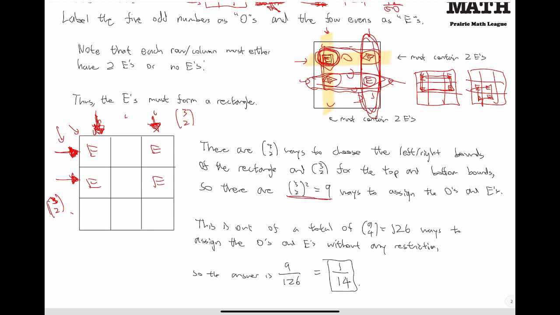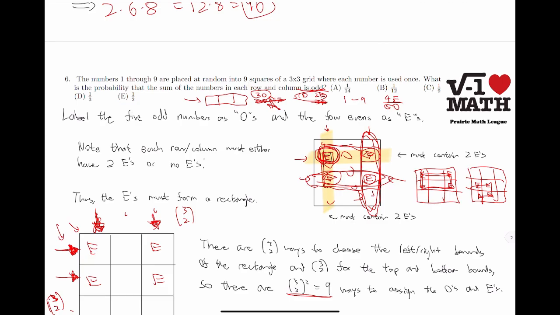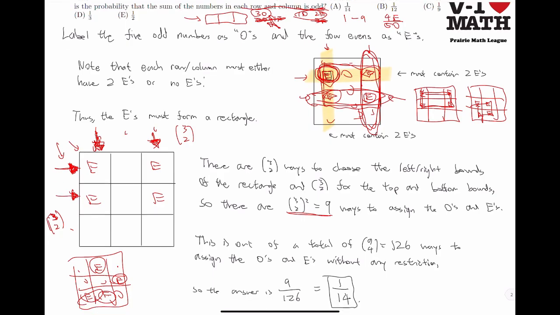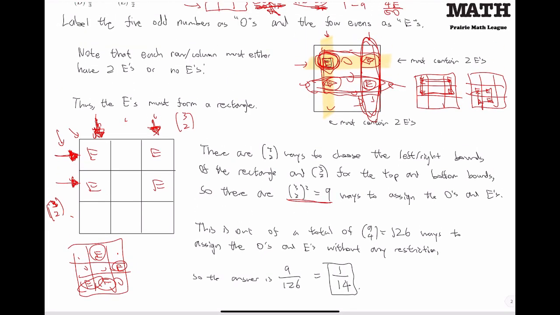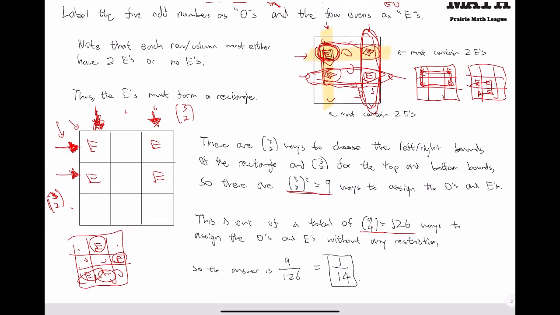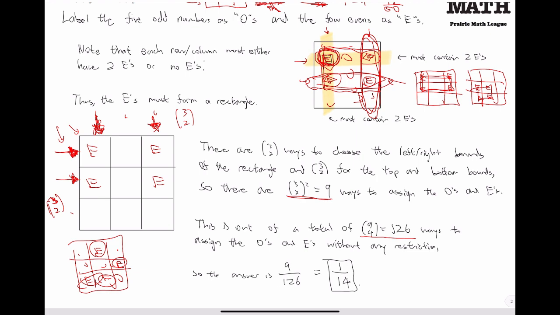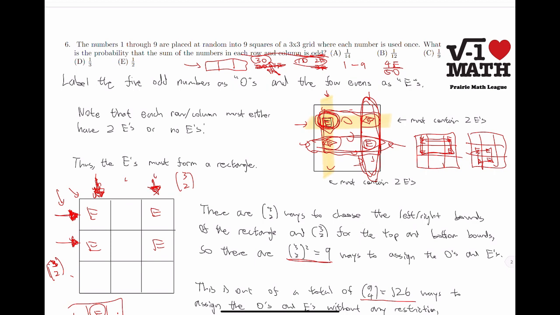So now this is out of a total of, well, we're trying to find the number of ways to put evens and odds in a grid. But we're just counting the total right now. There are 9 cells, and we're choosing any 4 of them to be even. So in our overall count for the denominator without this restriction, we have 9 choose 4 equals 126 ways. And now all we have to do is divide and take the fraction to get option choice A, 1 over 14.